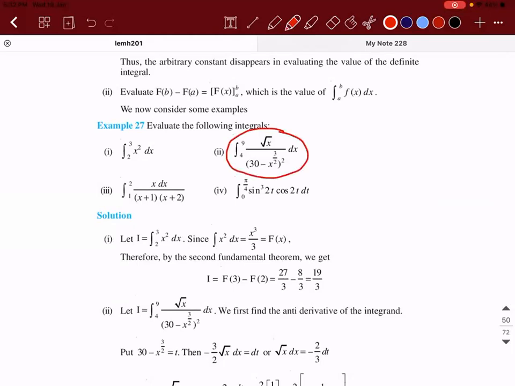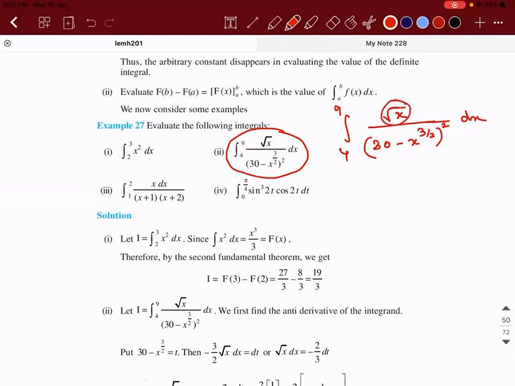Integral of 4 to 9, root x divided by (30 minus x power 3 by 2) the whole square times dx. Okay. So it is something like this.